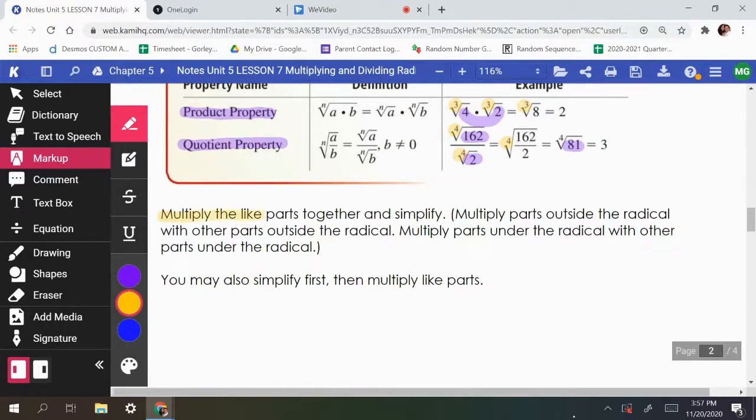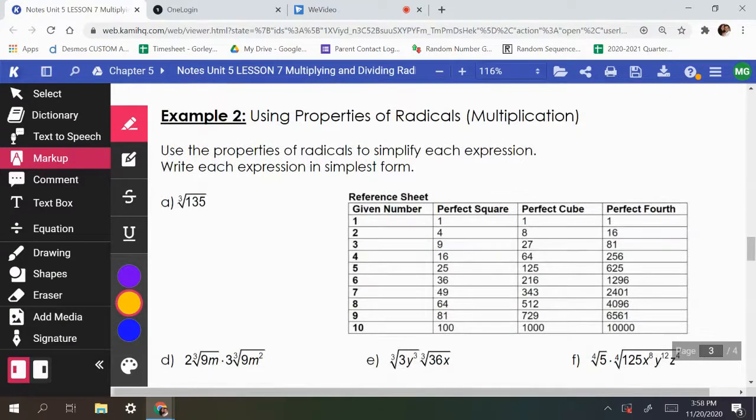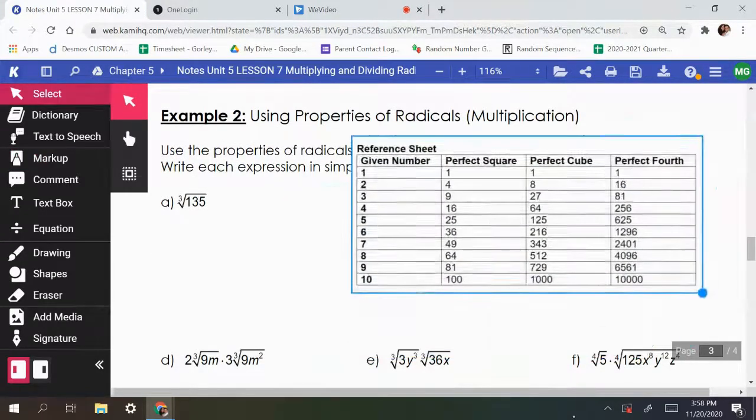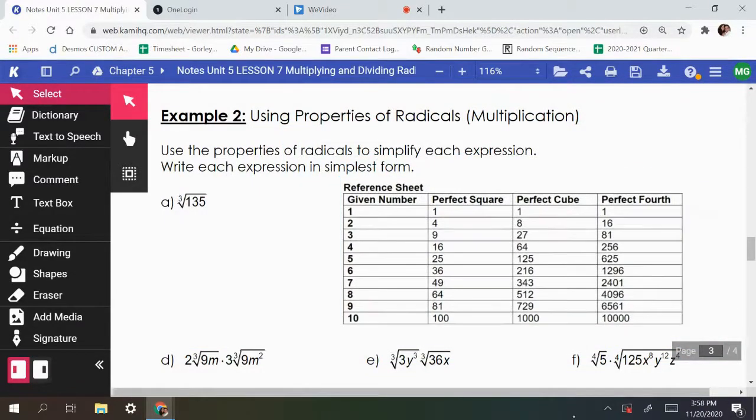Another note, we're going to multiply like parts together and simplify. What does it mean to be a like part? Multiply parts outside the radical with other parts outside the radical. Multiply parts under the radical with only other parts that are under the radical. So keep in mind, outsides only get multiplied with outsides, and what's under the radical only gets multiplied by what's under the radical. You can also simplify first if you want and then multiply. Either order works. So in example 2, I went ahead and copied our reference sheet, and I'm going to let it float around here as we answer these problems.